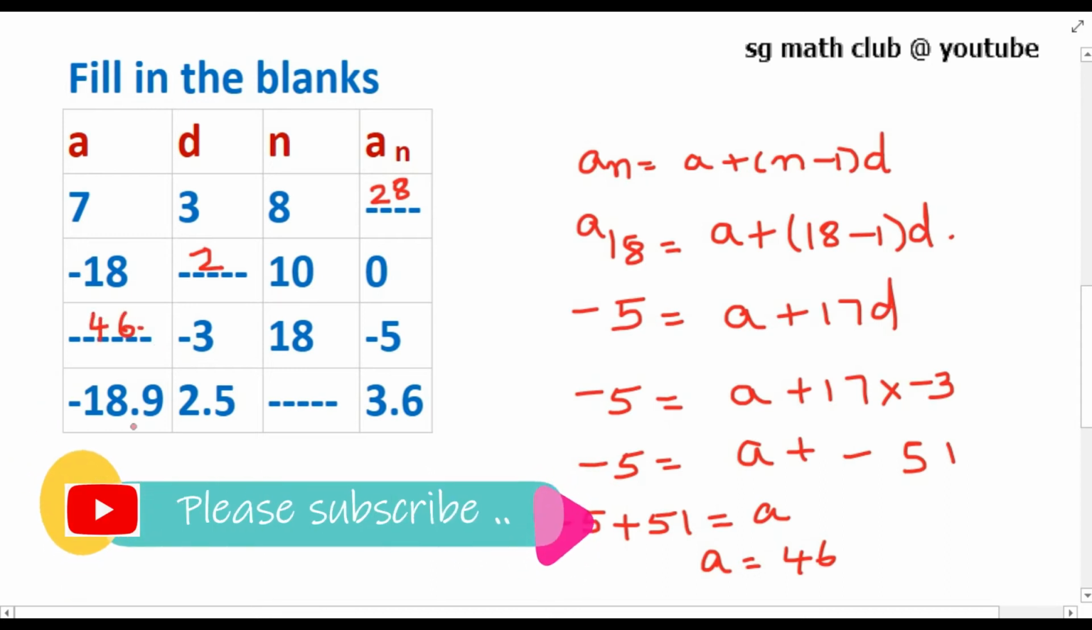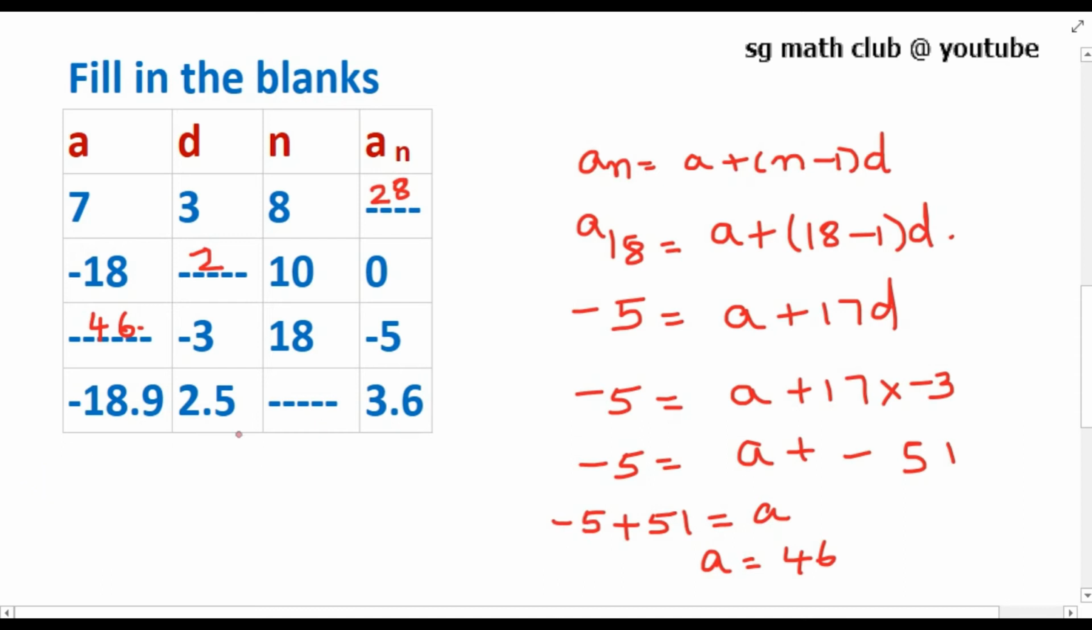Now in the next question we need to find n. They have given the first term, the common difference, and the nth term they have given. We need to find which term is 3.6.